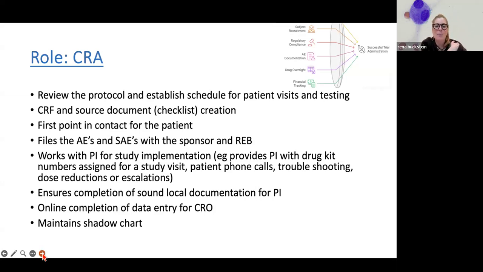Also, they're the first point of contact for your patients. The patients are going to call them with problems that some of them they can troubleshoot. In other cases, they'll involve you. And they will ensure that there's good local documentation of all research efforts done by the PI and that it's adherent to the trial. They will also be the person that the CRO, the contract research organization, if that's the one who's running the trial, will approach to say you're missing data on this and this and this, and then they will go back and complete those fields in the electronic database.